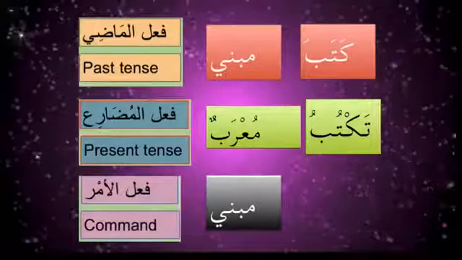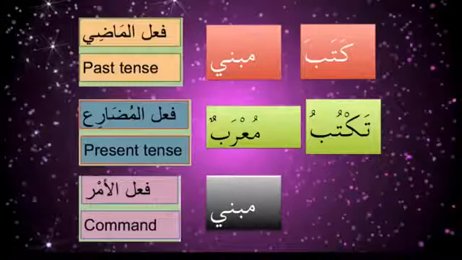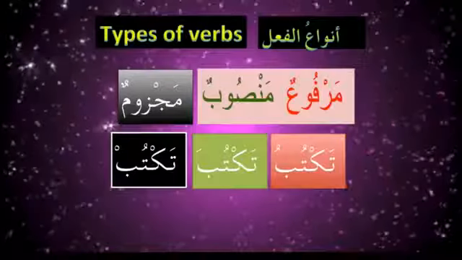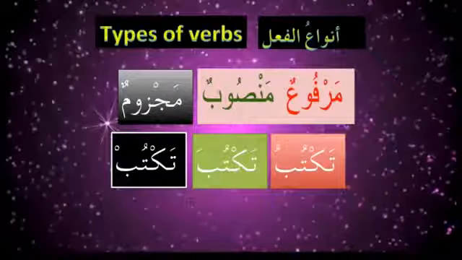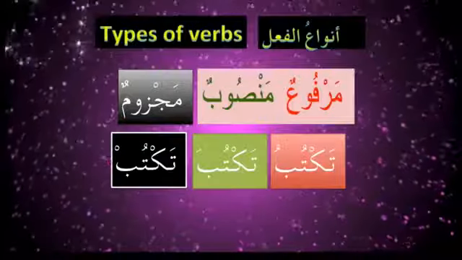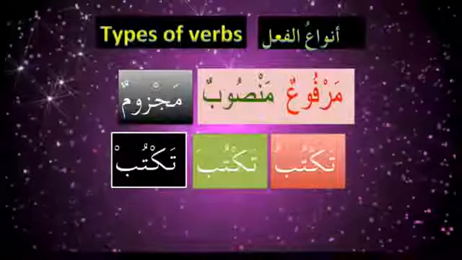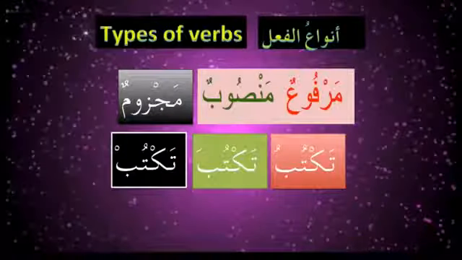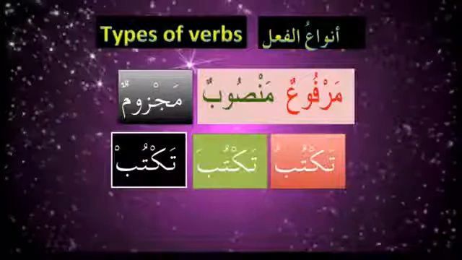Before we go to fi'l amr, inshallah, we're just going to revise what you've learned before. These are the types of fi'l mudari'. It's marfu', for example, if you say taktubu, then mansub will be taktuba and majzoom will be taktub, so the fi'l ends with the sukoon.